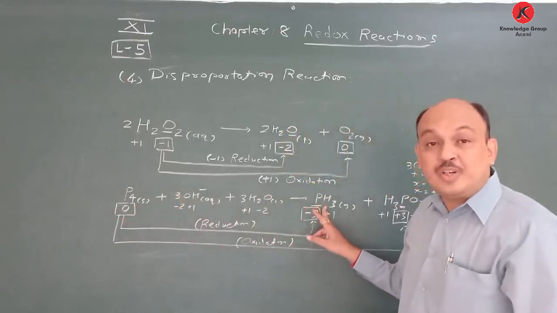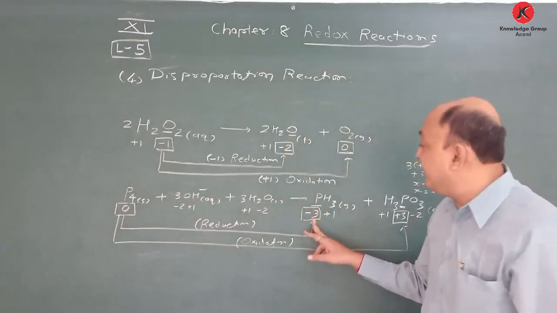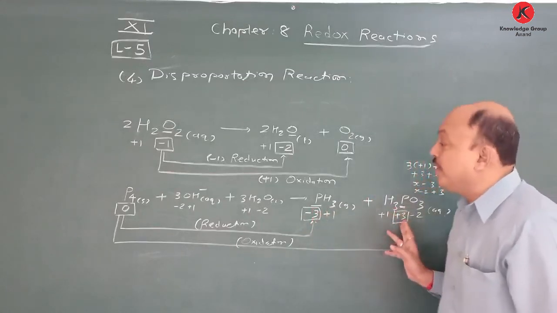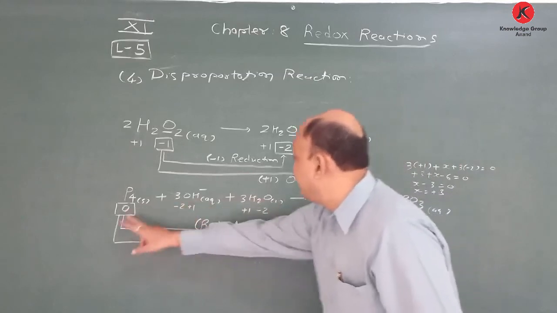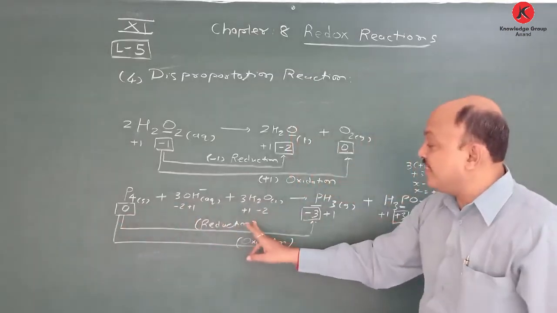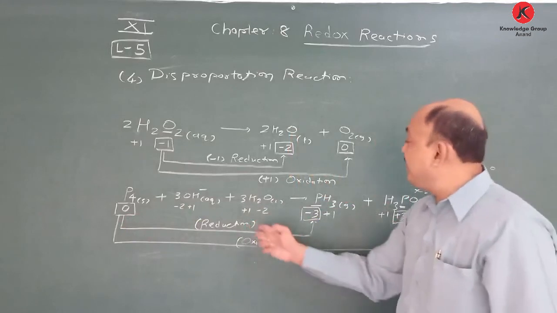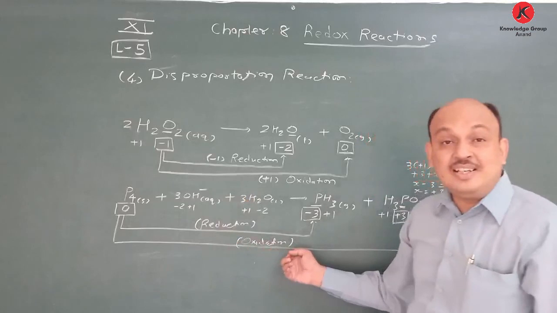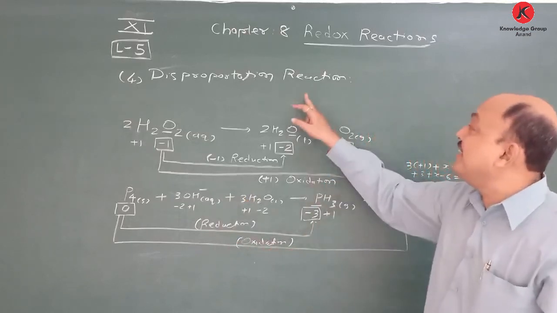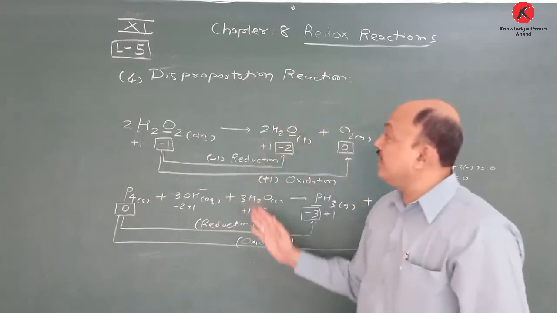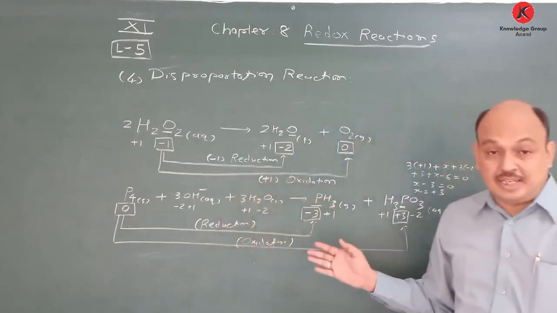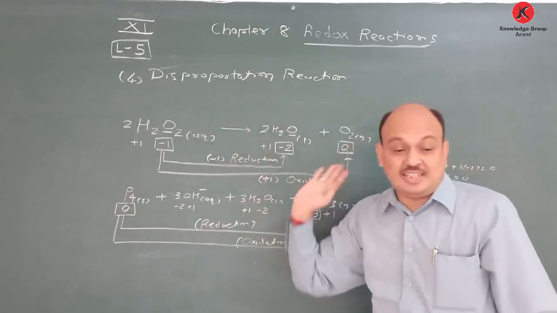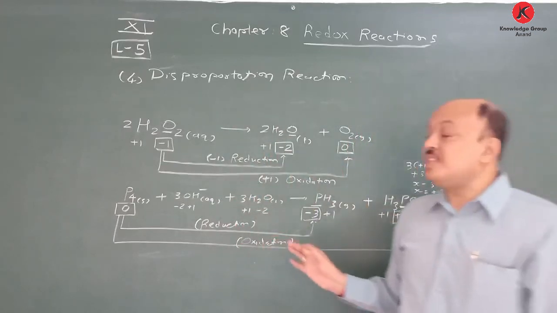P4 oxidation number is 0. Here in PH3, it's phosphine, minus 3, and H3PO3 is considered phosphorus acid, so plus 3. So 0 to minus 3 and 0 to plus 3. Which one is reduction? Which one is oxidation? One element undergoes an oxidation reaction, and the same element undergoes a reduction reaction, and that's why it is considered a disproportionation reaction. Just see another example in your textbook and solve it. Okay, so this topic, disproportionation reaction, is now completed.